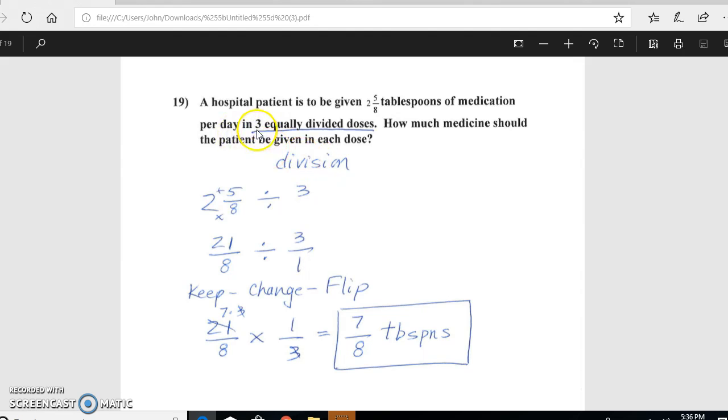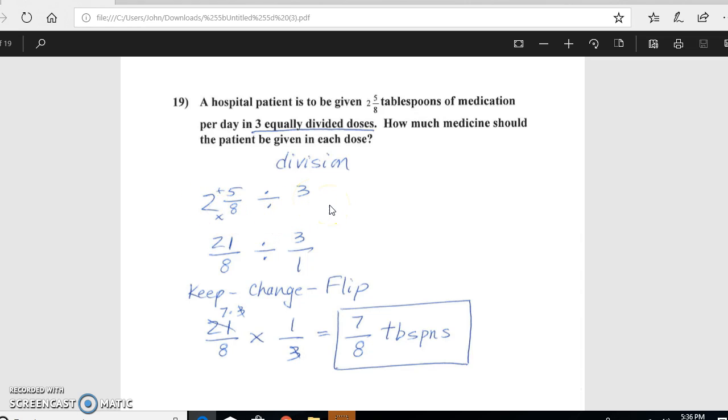So the key words here are 3 equally divided doses. So we're going to take the total amount that the patient is to receive per day, and we're going to divide it by 3, and that's going to give us the amount in each dose. And so we have 2 5/8 divided by 3.